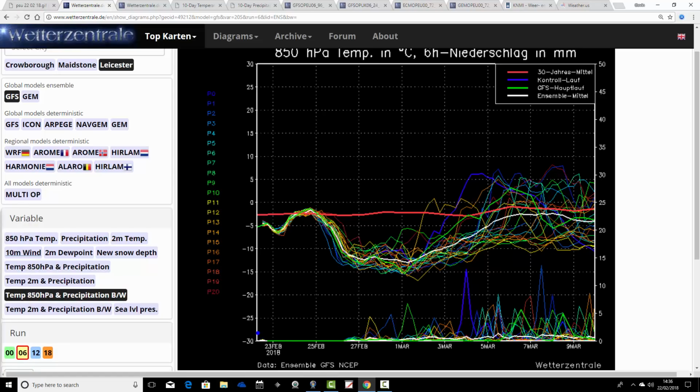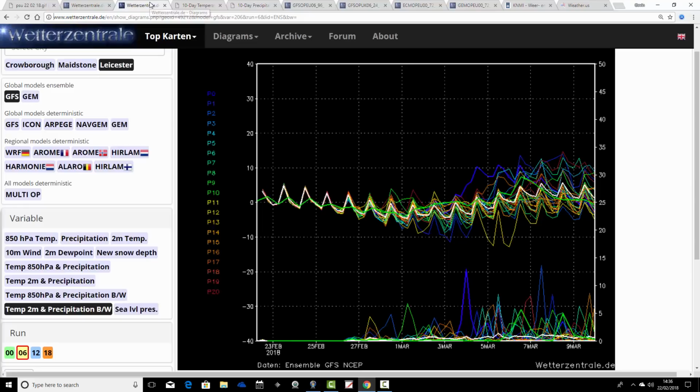So, in terms of precipitation, lots of dry weather coming up through to the weekend. Next week, the precipitation is gradually increasing, and a lot of that will be snow, of course, with increasing risks of snow.